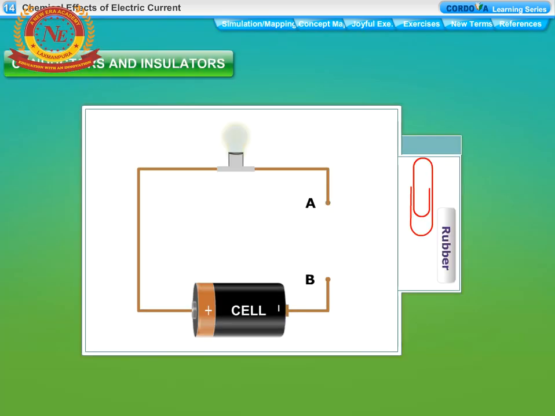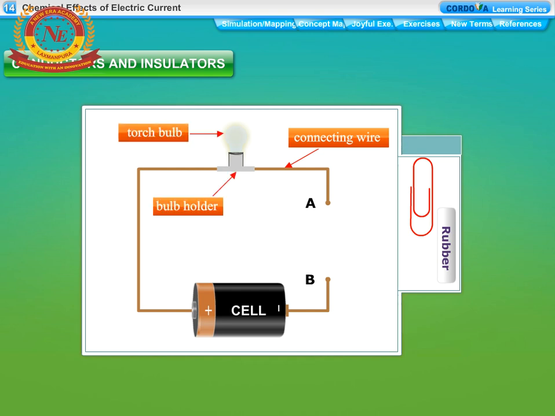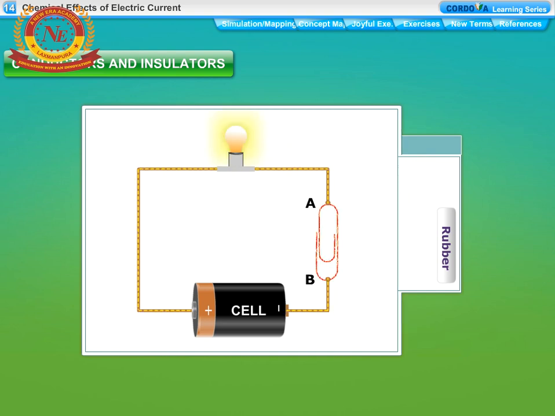Conductors and insulators. We know that electricity, electric current, flows when we have a source of current, like a dry cell or a battery, and a closed path or circuit. Connecting wire, torch bulb, bulb holder, cell. Materials that allow electricity to flow through them easily are called conductors. Materials that do not allow electricity to flow through them easily are called insulators.